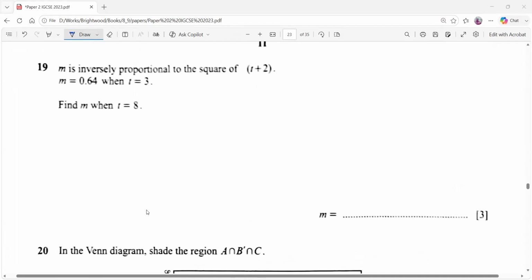Okay, remember, if they give direct proportion, not inverse, you can write the equation like this. If they give m is directly proportional to t plus 2, you can write it like this. If you want, you can write it with an equals sign, putting a k or some variable, times t plus 2.